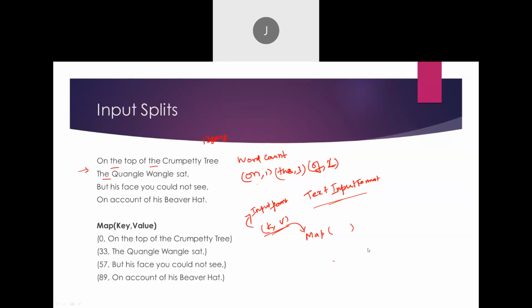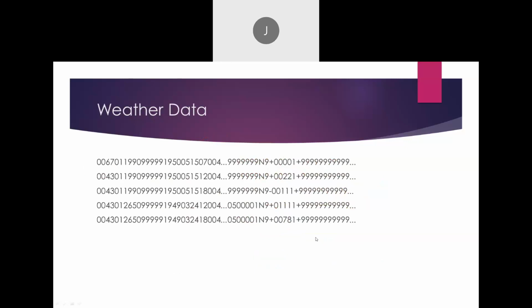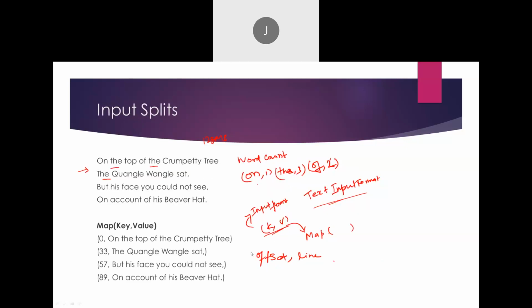Wherever it ends with a 128 megabyte chunk, it will read it and take the offset. The key value pair is generated with the offset, comma, the line itself. Offset comma line itself. Offset means it will count the characters.